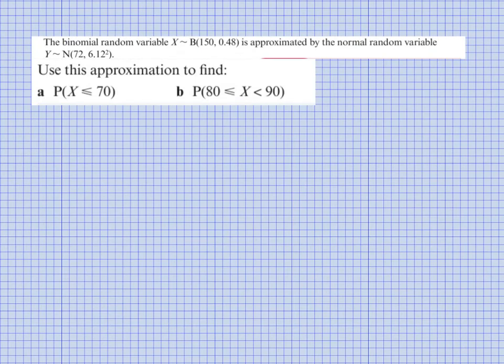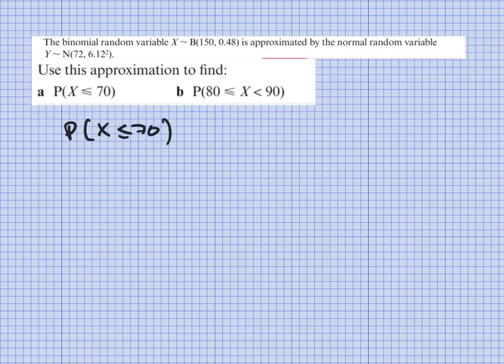Okay, slightly more straightforward example this time. I've got the binomial random variable, the discrete random variable X, which is modelled using Y. So find the probability that X is less than 50. I wanted to just do this to concentrate on finding the continuity corrections. So let's look at the first one, part A. We want the probability that X is less than or equal to 70.